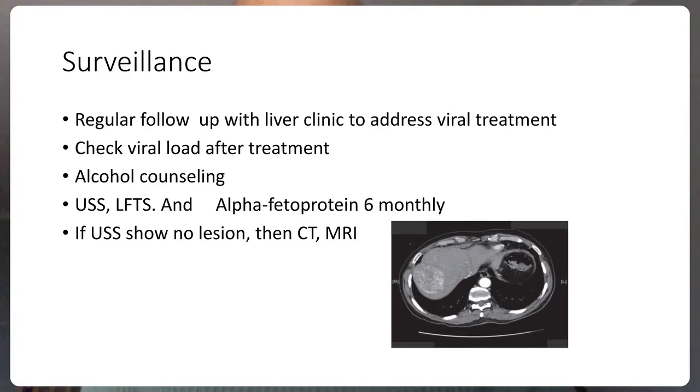Now, often the diagnosis can become a dilemma where we will see either a mass without high alpha fetoprotein or rising alpha fetoprotein, and there is no mass on ultrasound. Then we do a CT or MRI with a hepatocellular contrast.